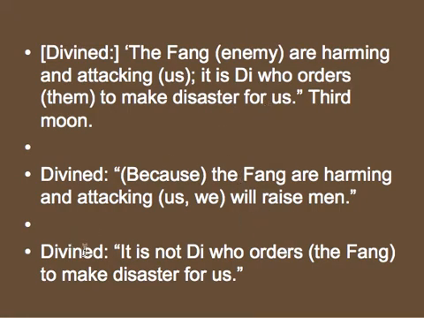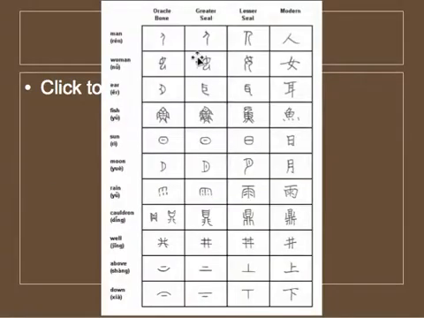Okay, so divine, from the oracle bone, it is not Di who orders the Fang to make disaster for us, right? Because the Fang are harming and attacking us, we will raise men. So they found out that it is not their spirit who was punishing them by using the Fang, and so they called up an army to fight them. Right? And as we saw, the different characters change over time. They become more and more abstract through time. Right?